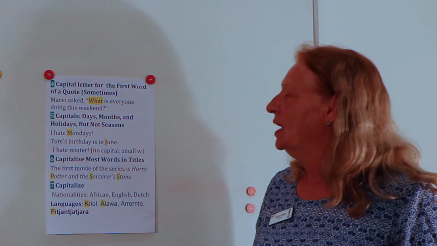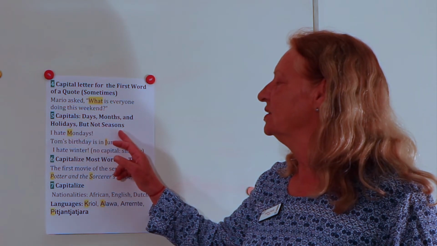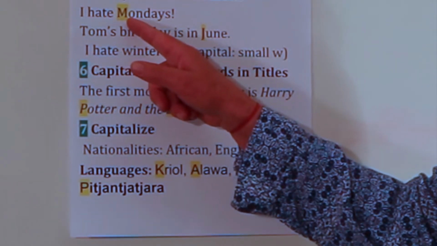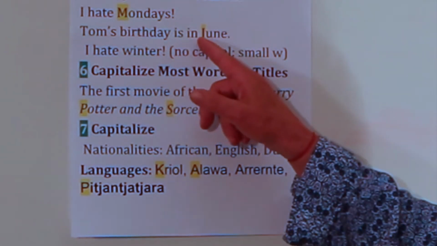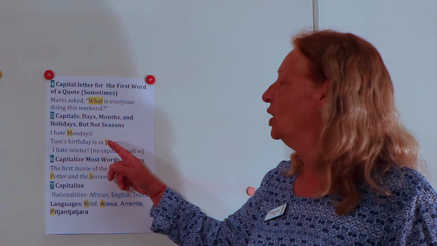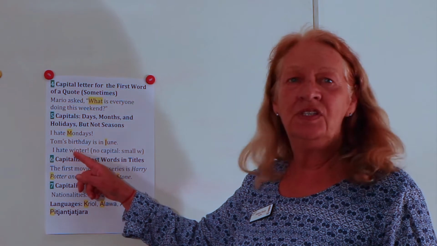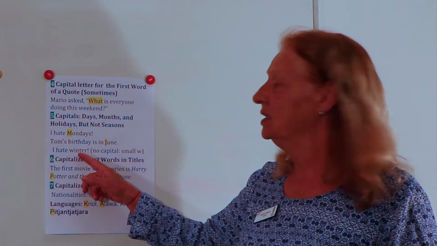Number five, capitals for days, months, holidays, but not seasons. So days, Mondays. Months, June. So all of your months, January, February, March, they all have a capital letter. But if you say, I hate winter, this one doesn't have a capital letter, just a little one.